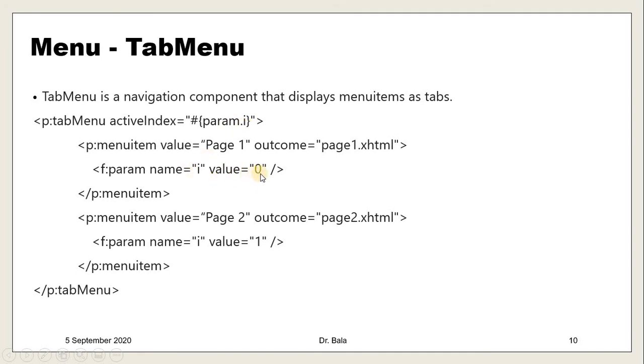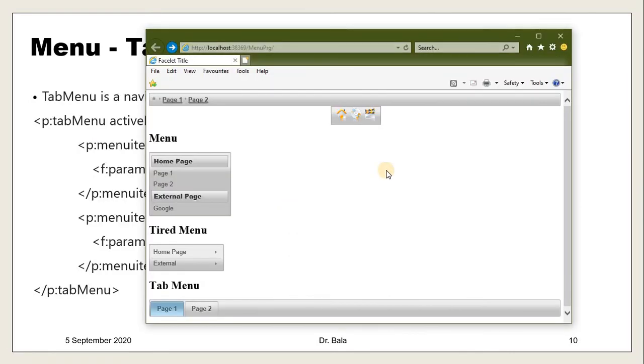If the value is 0, it represents page 1. Similarly, I prepared another menu item with the value 1, which is page 2. For the understanding of which tab we clicked on, it will give the value, either 0 or 1. Here there are 2 menu items: 0 means page 1, 1 is page 2.